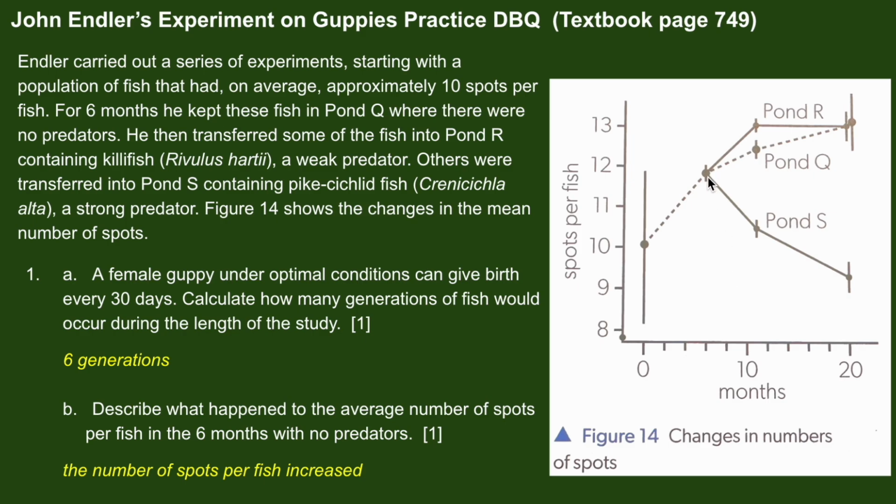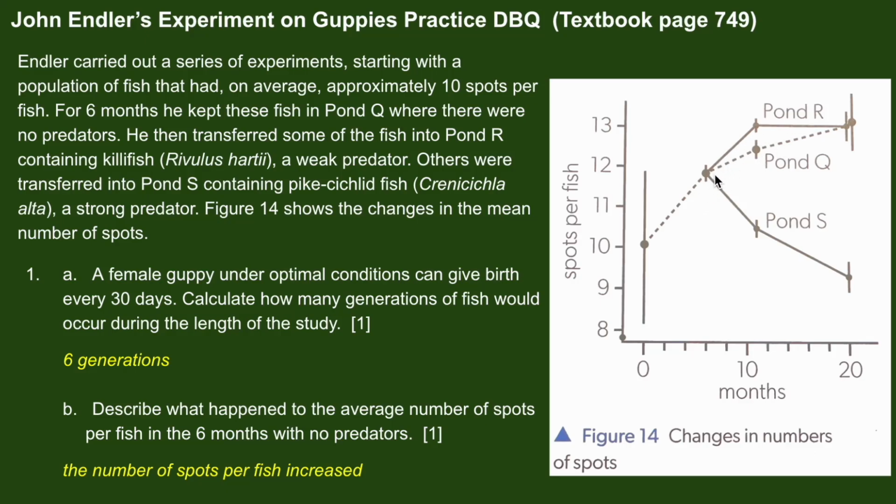So here we have pond Q, where there are no predators. We can see here the number of spots is growing because those spots are more attractive to females, and there are no predators to influence the number of spots in a negative way. That pattern is similar to pond R, where there's just a weak predator. The number of spots is increasing.